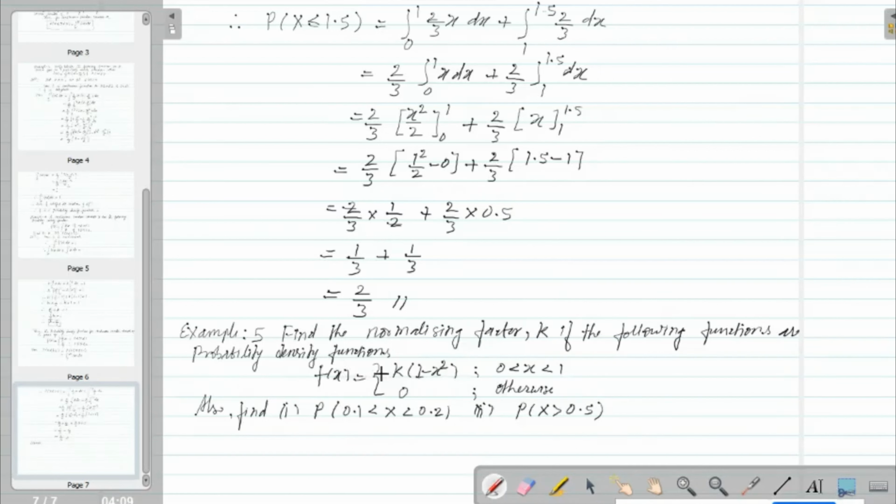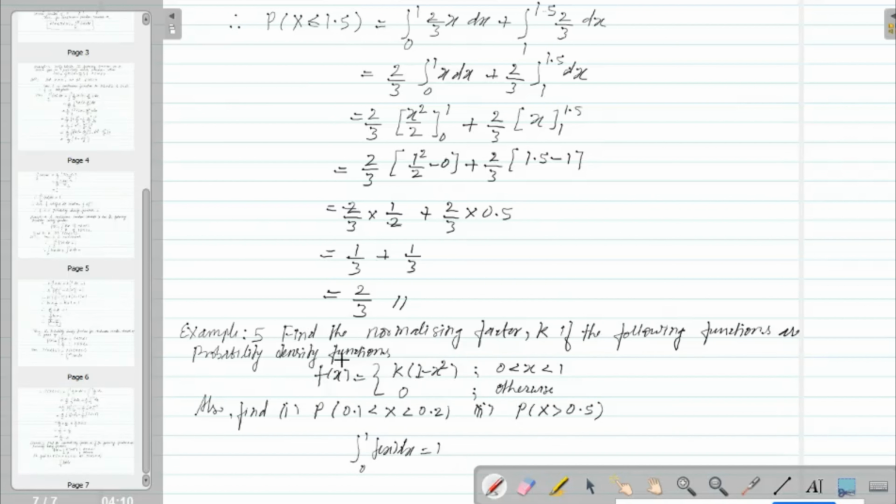So here what you have to do is determine the integration of limit 0 to 1 f of x dx equal to 1. Now you can determine the constant value k from the equation using integration of limit 0 to 1 f of x dx equal to 1. This formula you have to use to determine the value of k. After finding the value of k, just replace it in the given function. That is your normalizing factor.